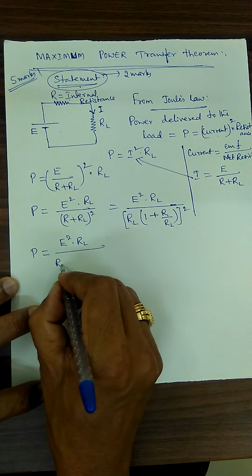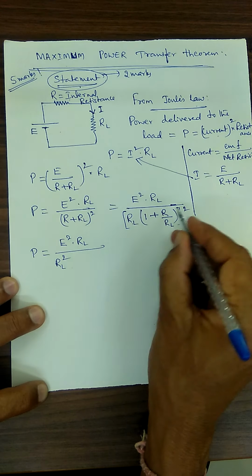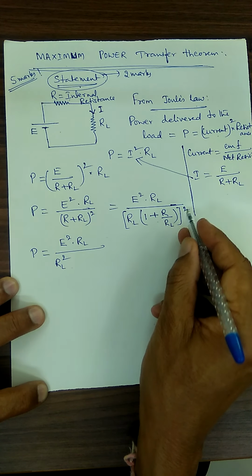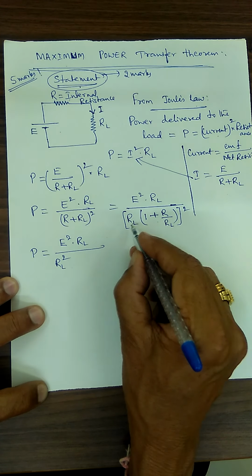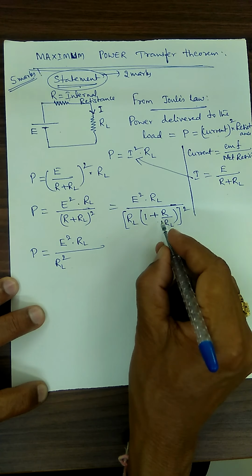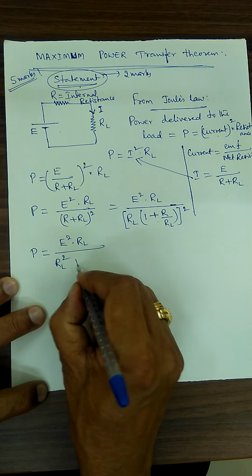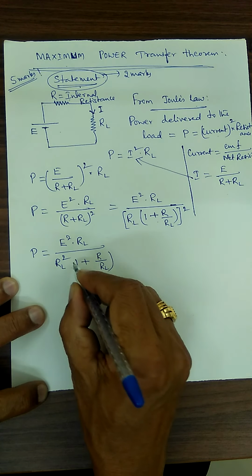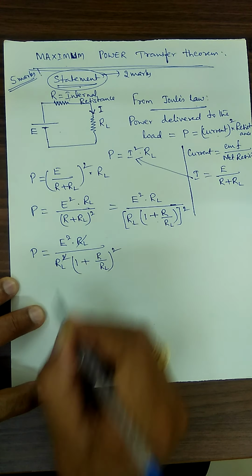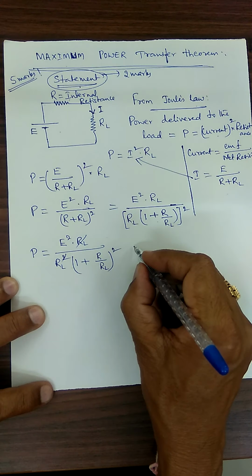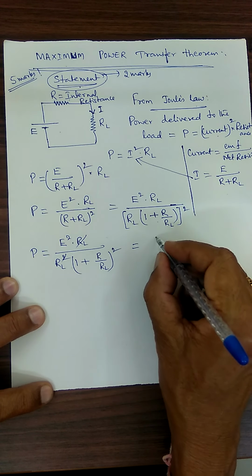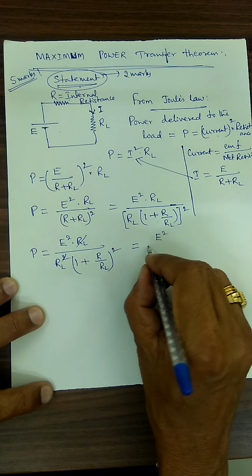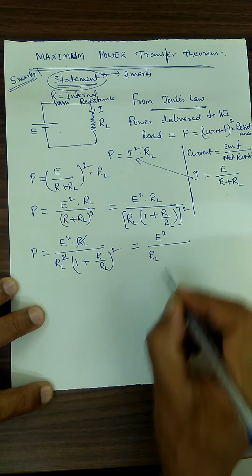divided by RL square. A square into B square, AB whole square is equal to A square into B square. This is 1 plus R divided by RL whole square. One RL gets cancelled. This can be written as E square divided by RL.